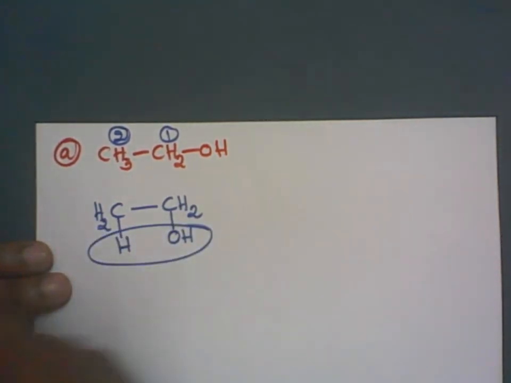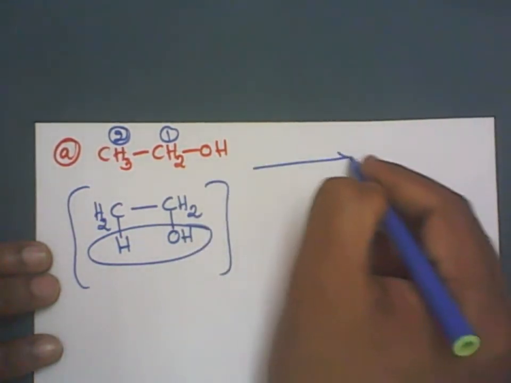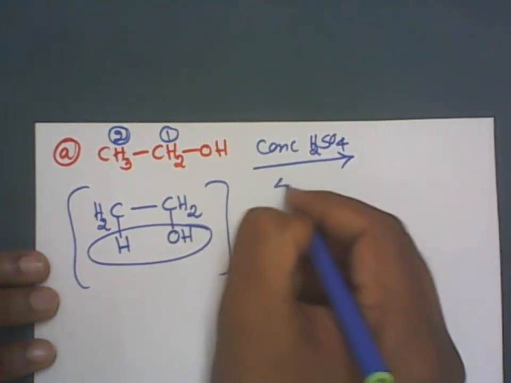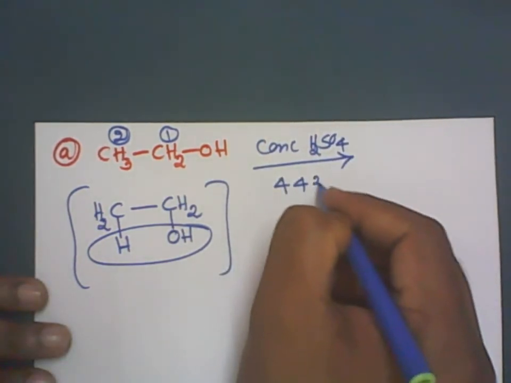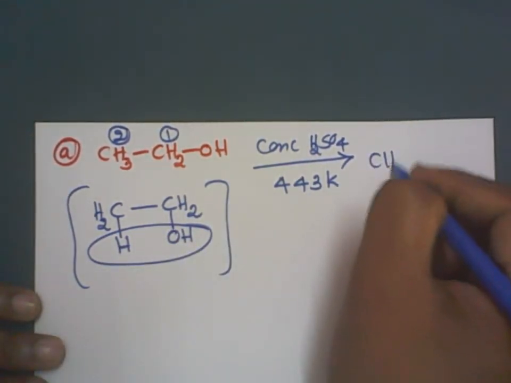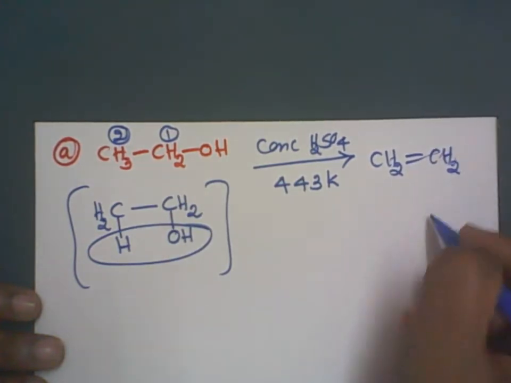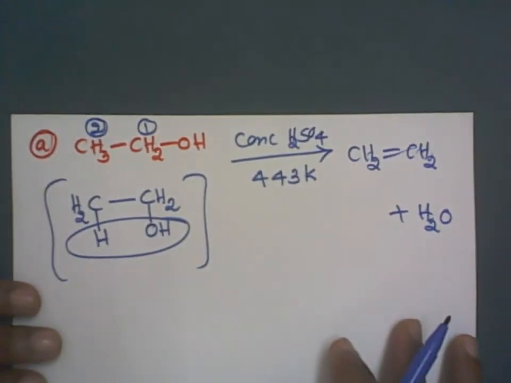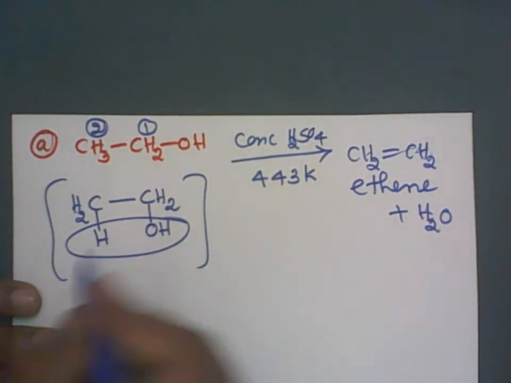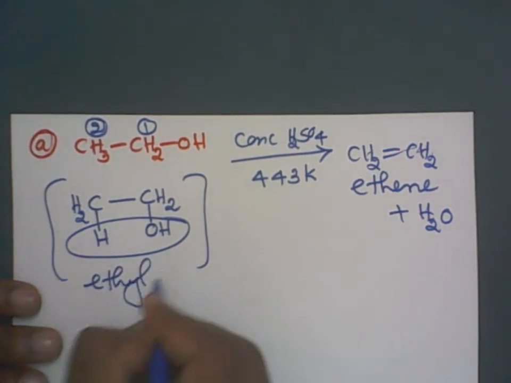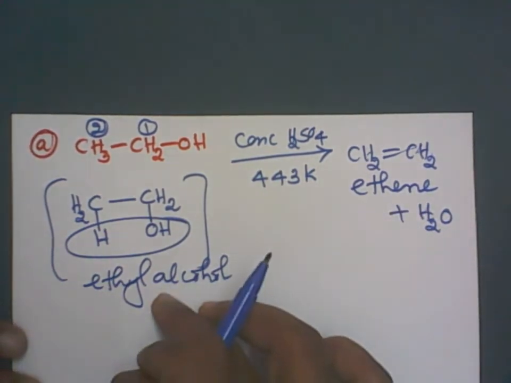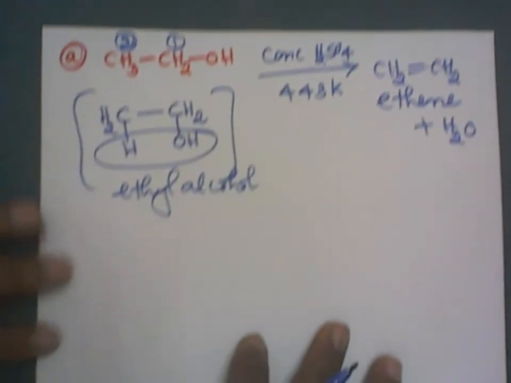So what are we going to remove? Water molecule. So I'll make use of concentrated sulfuric acid, H2SO4. And this reaction takes place at 443 Kelvin, a higher temperature. So CH2=CH2 plus water we are going to get, correct? Two carbon atoms and the alkene is called ethene. So ethyl alcohol gives ethene. Propyl alcohol gives propene. Butyl alcohol gives butene. This is the first example.